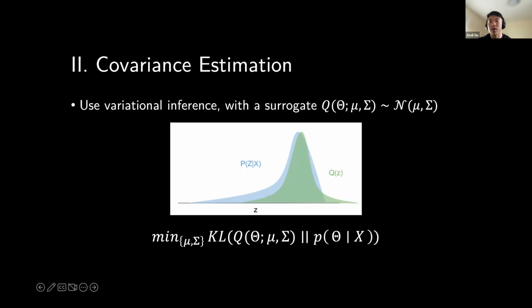And if we want to find a rough characterization of it, we might use a simpler analytic distribution indicated by QZ, in green, and try to fit this distribution to the ground truth distribution. So the fit or the degree of agreement between these two distributions is measured by the KL divergence between the two. So for us, since we want the covariance, we're going to make our ansatz or our surrogate a multivariate normal, and then basically try to fit the covariance and the mean to the underlying posterior.